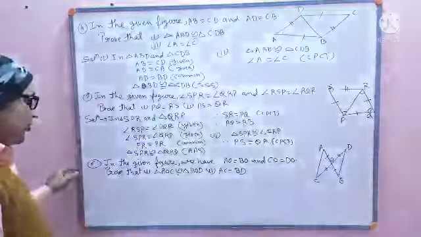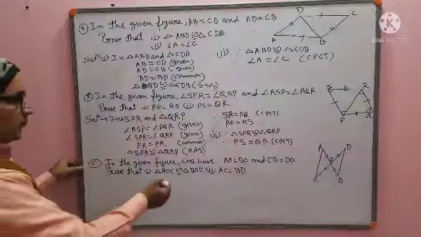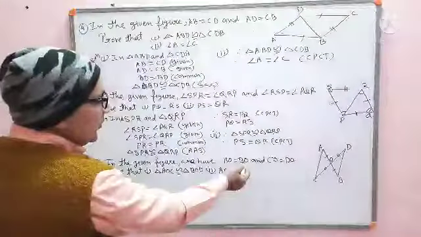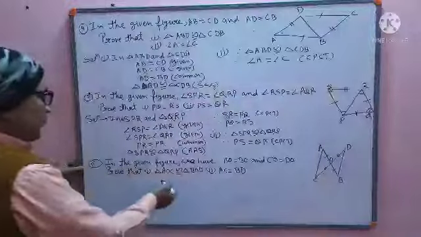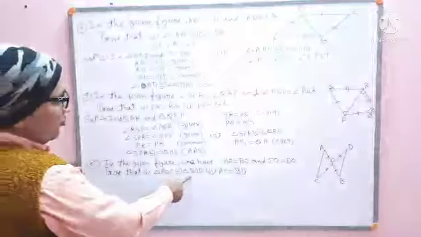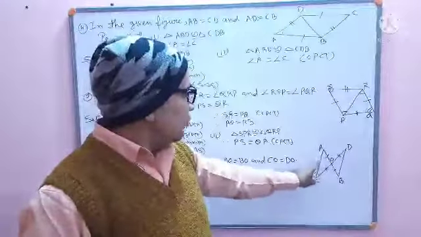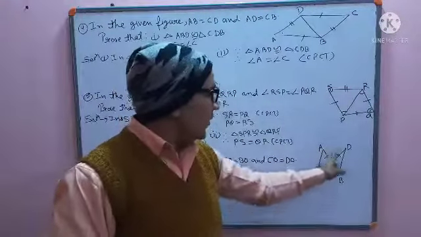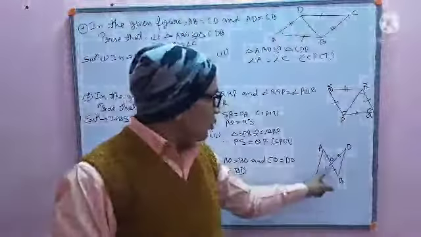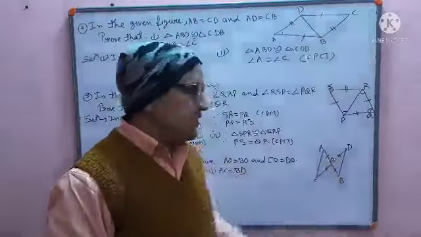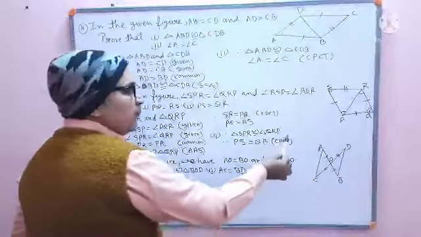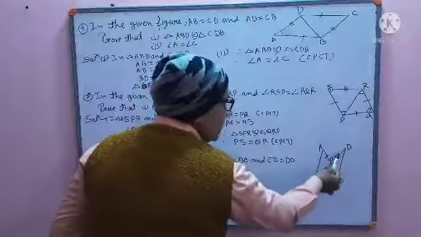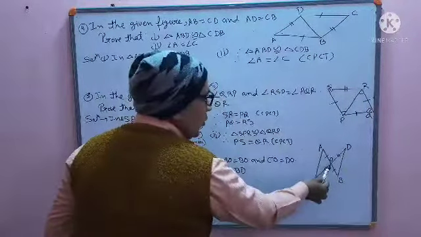Okay, now see the sixth question. Again figure is given here. In the given figure, we have AO is equal to BO and CO is equal to DO. Then prove that triangle AOC is congruent to triangle BOD and AC is equal to BD. See, this is the picture given. Can you see triangle AOC and BOD? AO is equal to BO, CO is equal to DO. It is given. Notice one more point. Line segment AB and CD are intersecting each other at O.